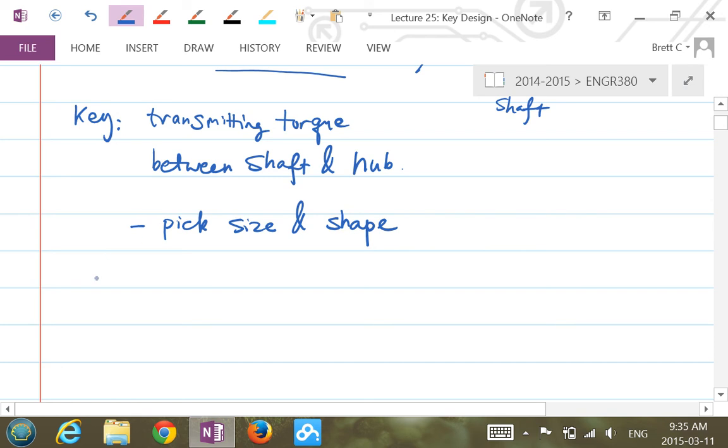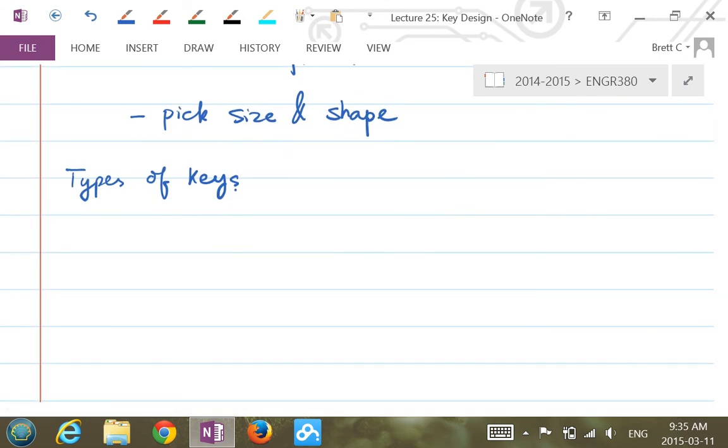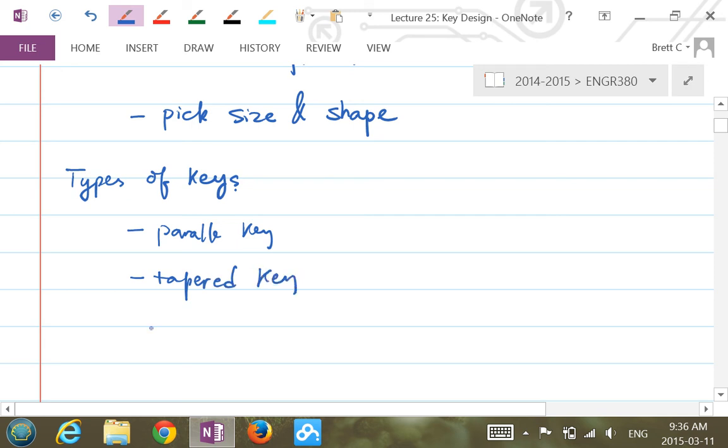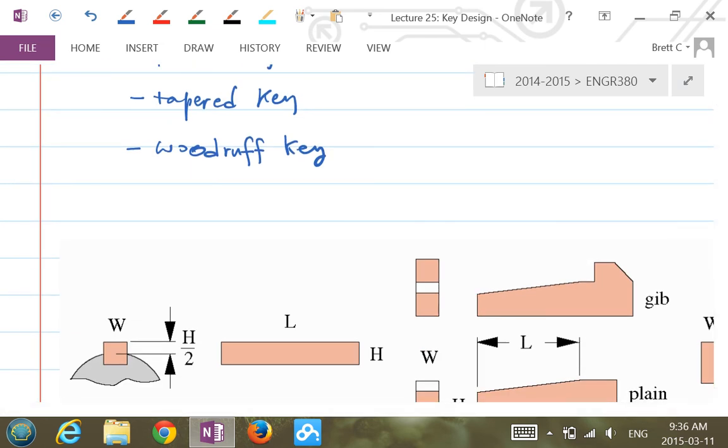So first, let's look at this. What are the types of keys? Types of keys. So here's a diagram. I'll show you. Essentially, there's a parallel key, and there is a taper key, and there's this so-called Woodruff key. These three types of keys here. So here's a picture. Oh, it's pretty big.